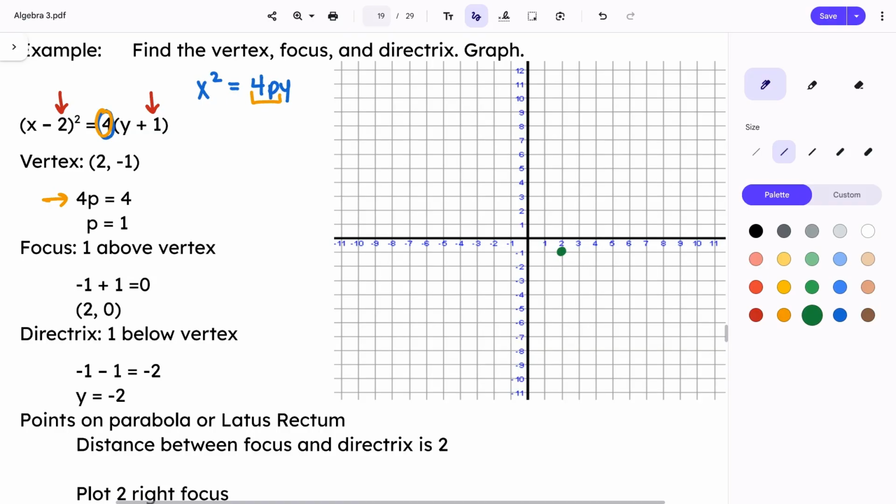Because it leads with x squared, that means you're going to be opening up or down. Since it's positive p, you're going to open up. So my focus is going to be just one above this, at 2 on the x-axis here. That's my focus point. And my directrix would be one below the vertex. So it'd be right here.